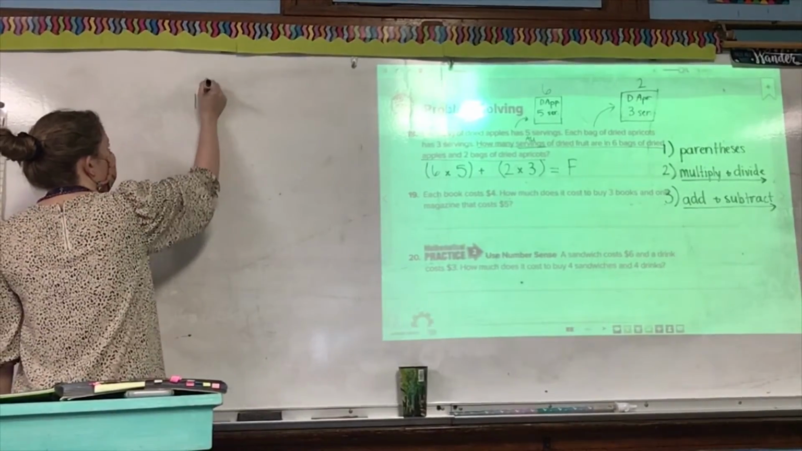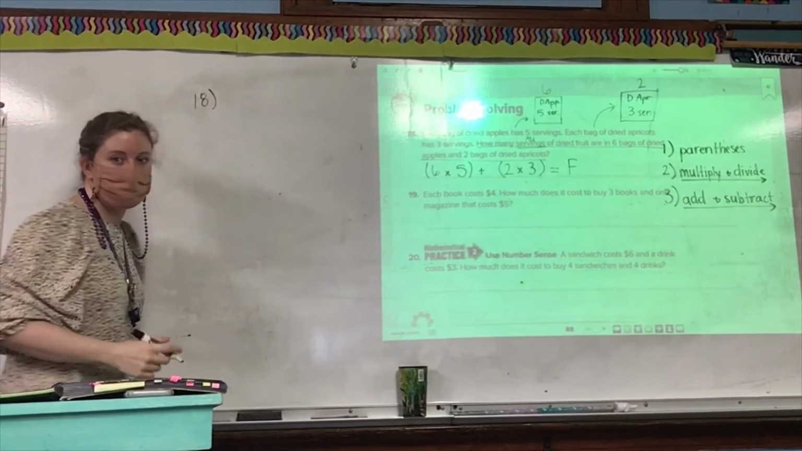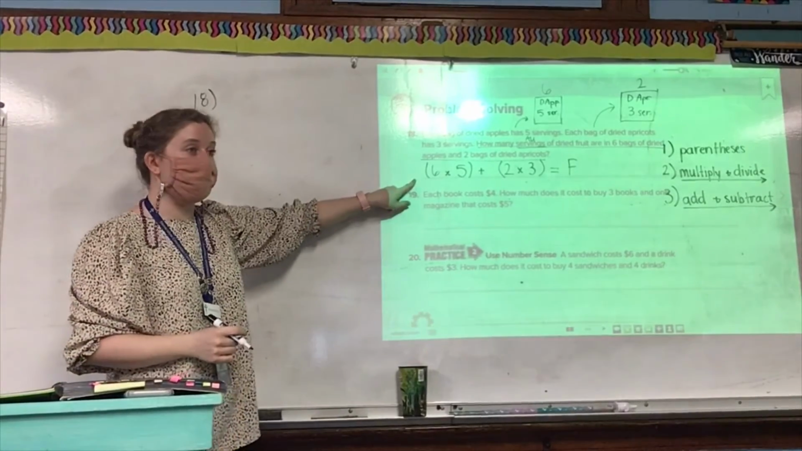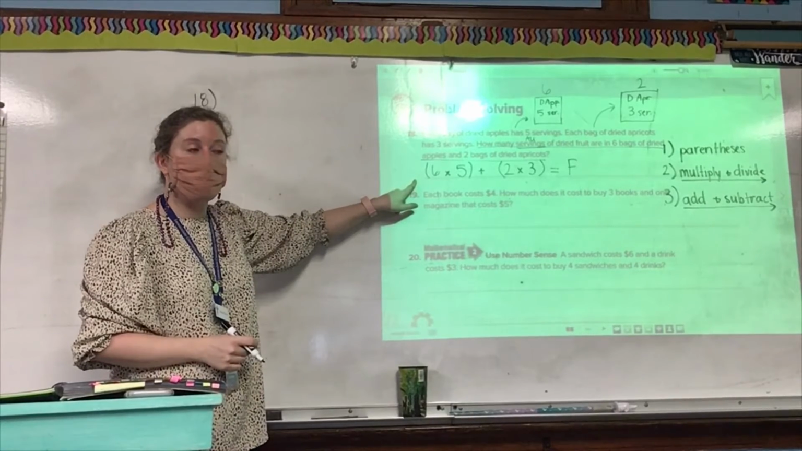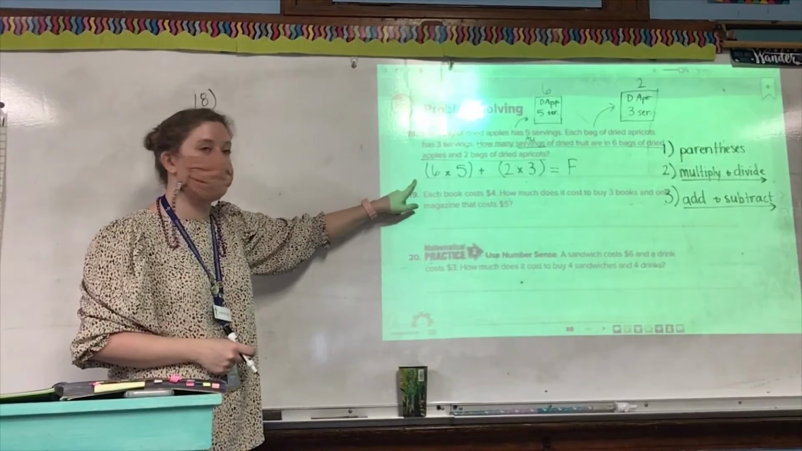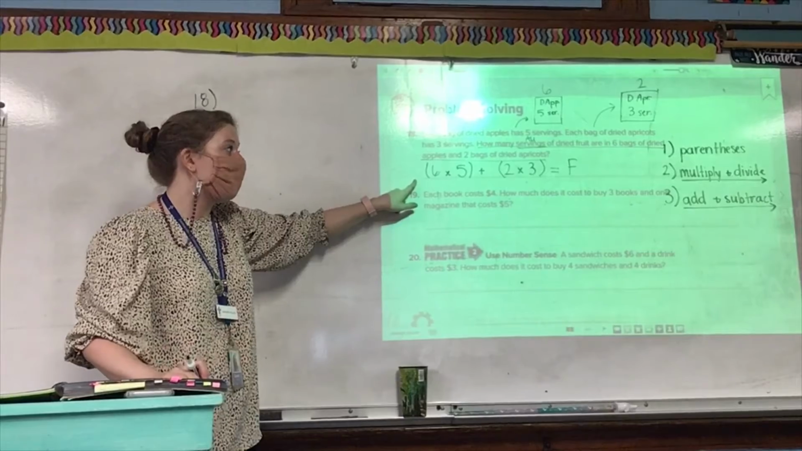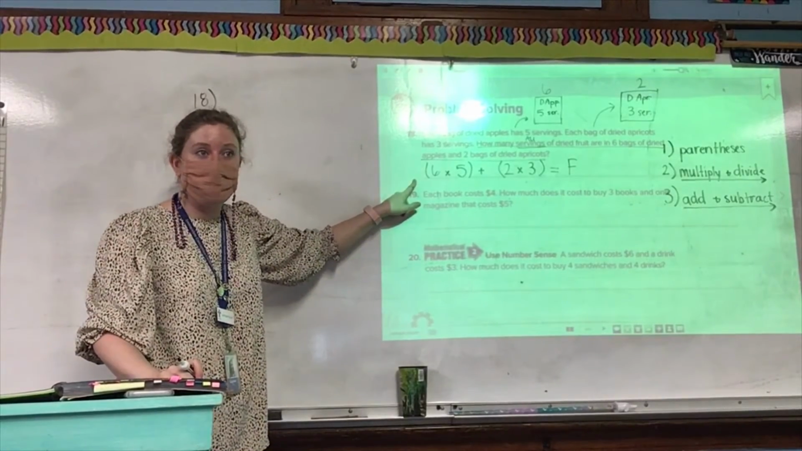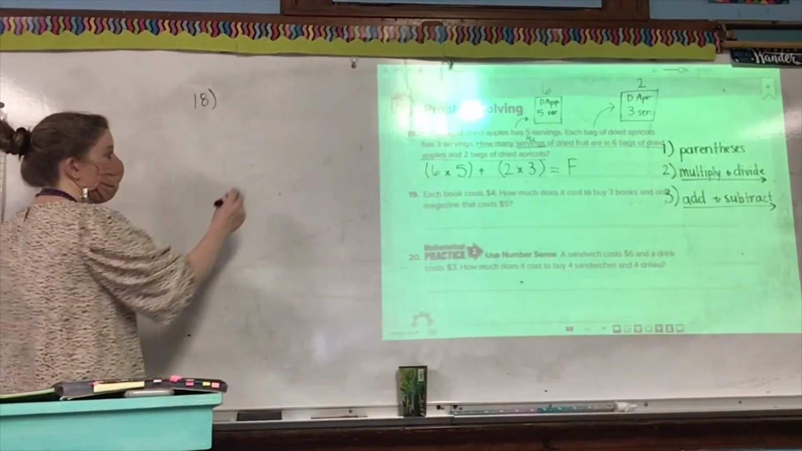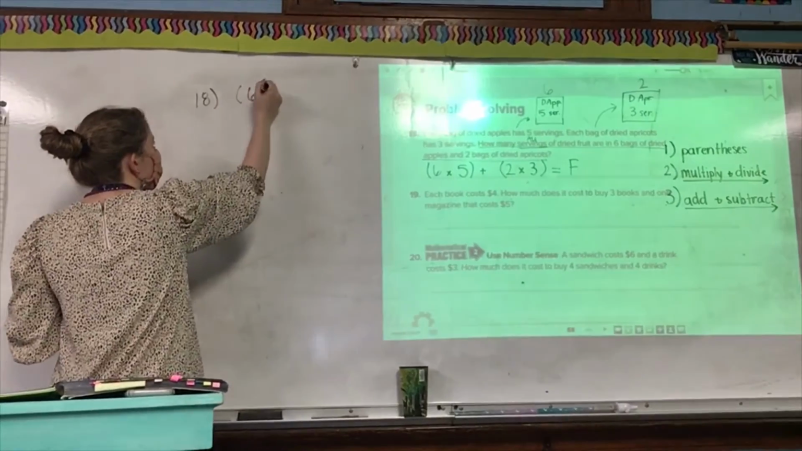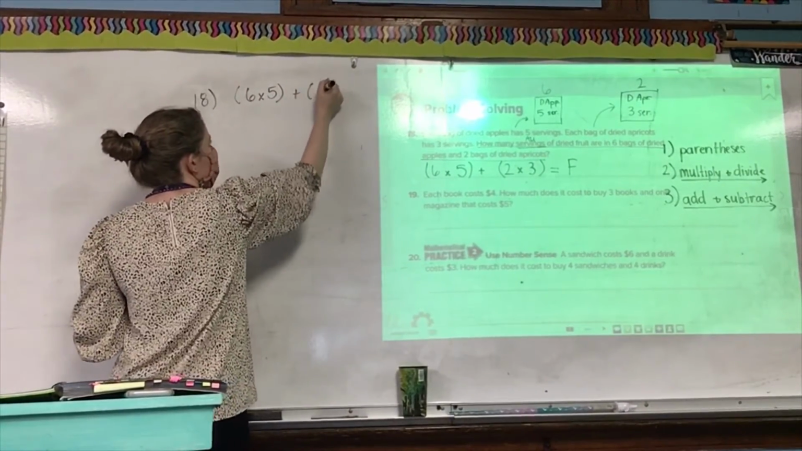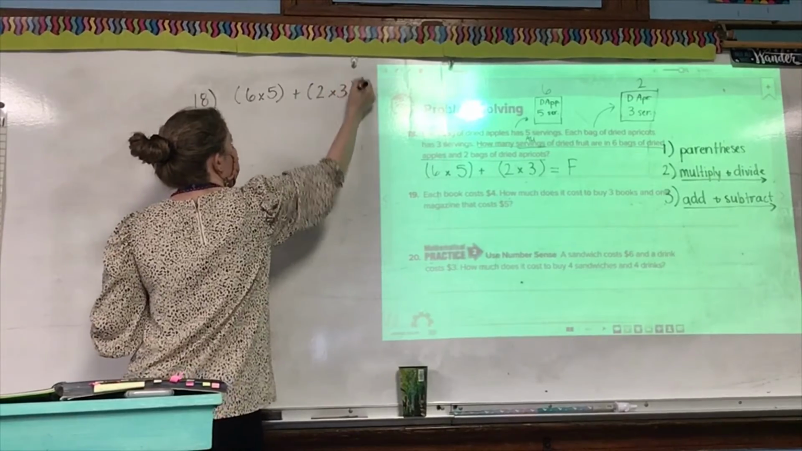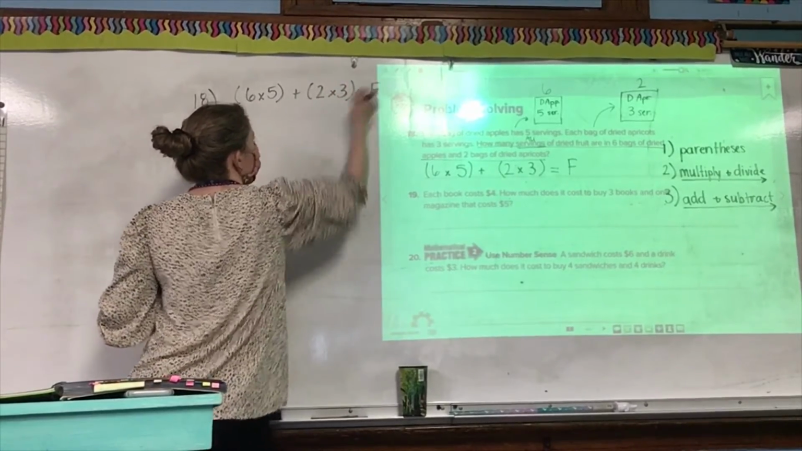We're going to write number 18. And then we're going to rewrite the equation exactly as it appears. That means including parentheses, all operation symbols, numbers, equal signs, and variables. So I am writing exactly 6 times 5 plus 2 times 3 equals F.